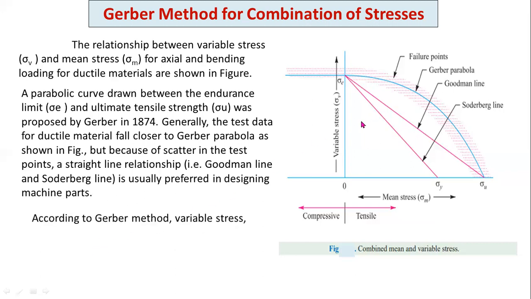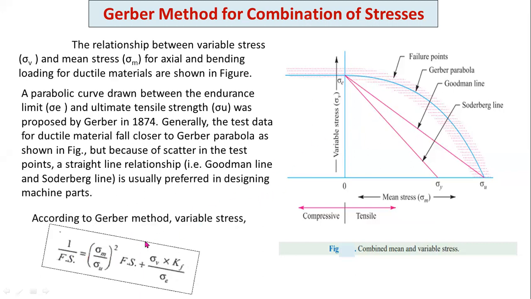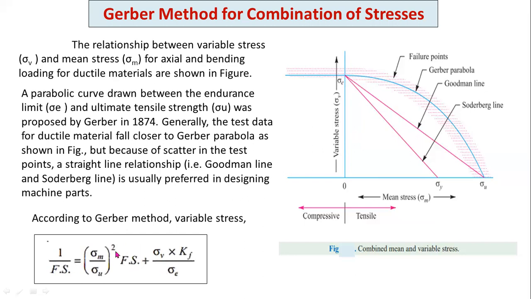According to the Gerber method, the formula is 1 by Fs equals sigma m by sigma u, whole square, into Fs, plus sigma v into Kf by sigma e.